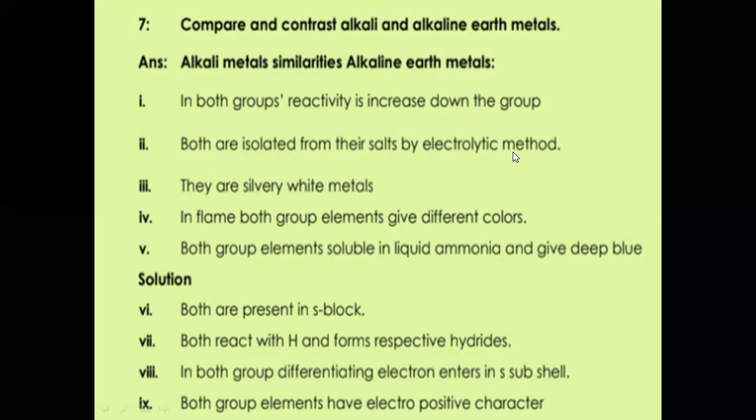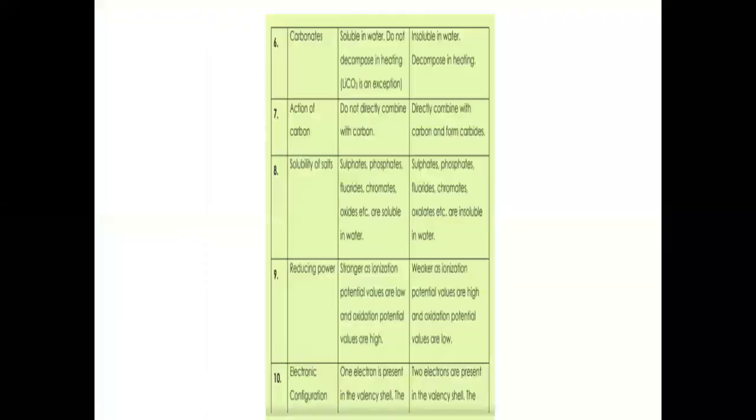They are silvery white metals. In flame, both group elements give different colors to the flame. That is the flame test. Both group elements are soluble in liquid ammonia and give a deep blue solution. Both are present in the s block. Both react with hydrogen and form hydrides. Both groups are differentiated on the basis of the electron entering the s subshell, and in the s subshell, both group elements have electropositive character. As they are metals, and metals are electropositive in nature.